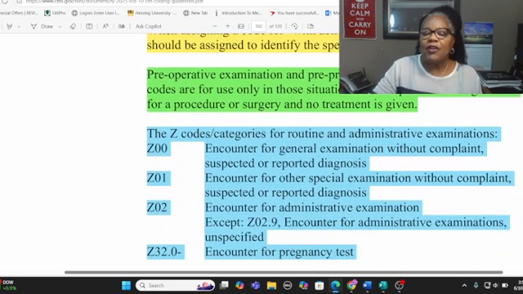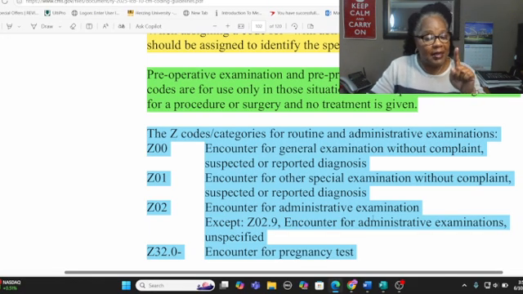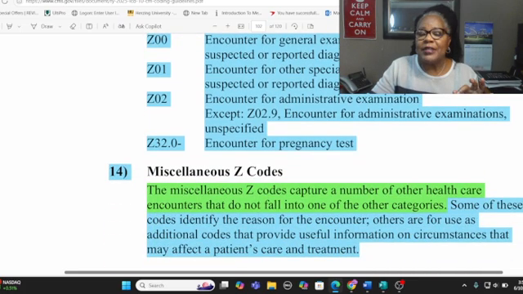The Z-code categories for routine and administrative examinations are Z00, encounter for general examination without complaint, suspected or reported diagnoses; Z01, encounter for other special examinations without complaint, suspected or reported diagnoses; Z02, encounter for administrative examinations, except Z02.9, encounter for administrative examinations, unspecified; Z32.0, encounter for pregnancy test.